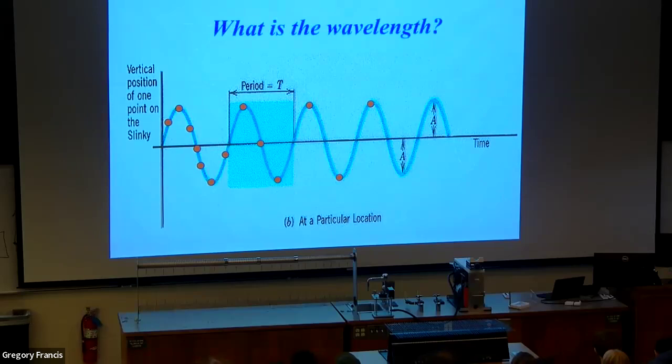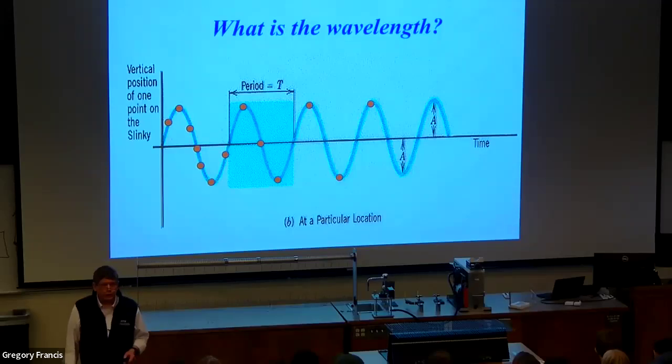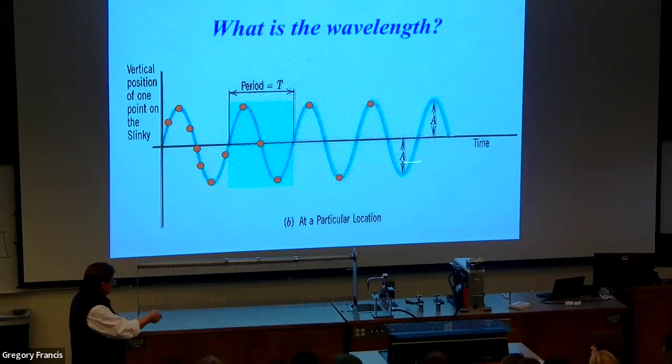Now, where on this graph would I find the wavelength? Where do you see the wavelength? You don't. Trick question. And that's why you need both. You need one graph with the repetition in space and another graph with the repetition in time.